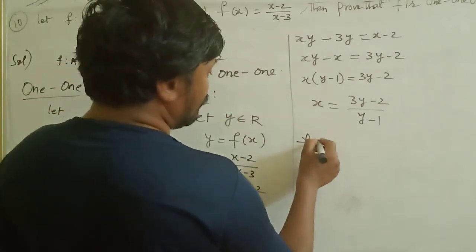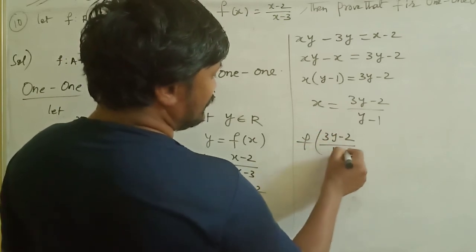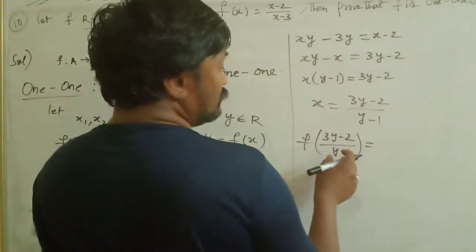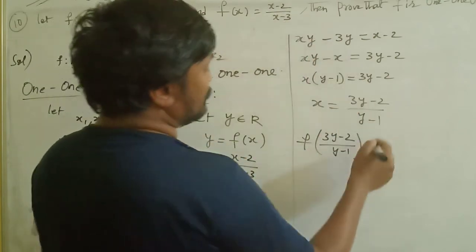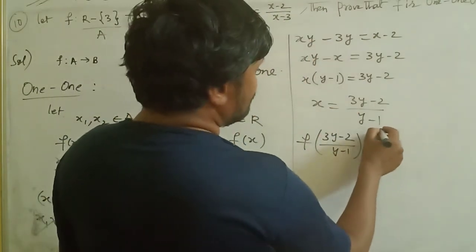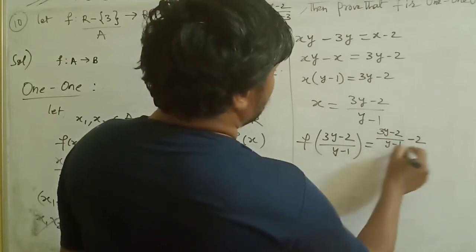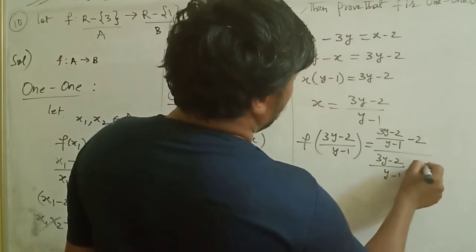So let me check now. f of x, where x is (3y - 2)/(y - 1), that should be equal to y. So in this place, what is your f(x)? f(x) means (x - 2)/(x - 3). So x - 2 means (3y - 2)/(y - 1) minus 2, and the denominator is (3y - 2)/(y - 1) minus 3.